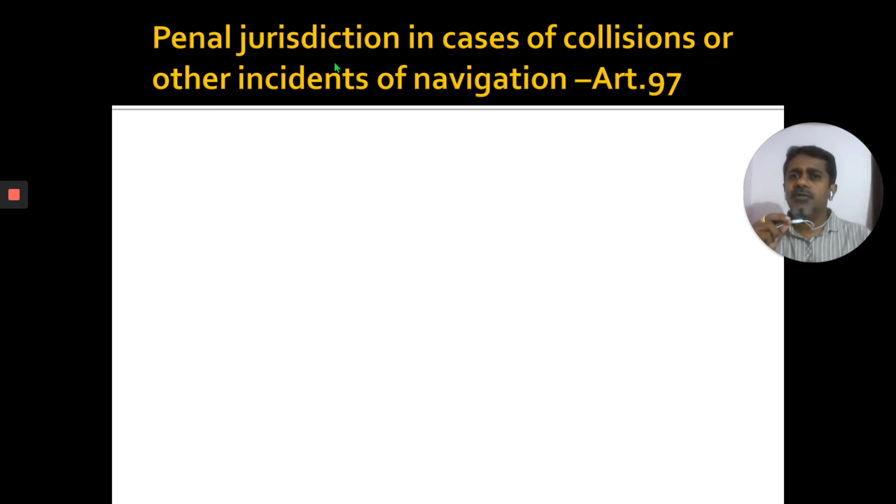So, penal jurisdiction in cases of collision or other incidents of navigation under Article 97. This article of the UN Convention throws light on the penal jurisdiction of different states whenever a collision or some other unfortunate incident has happened on the high sea, whenever ships are navigating. Let us see what is the provision in this regard.